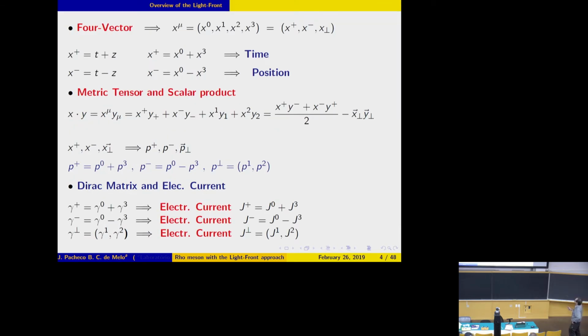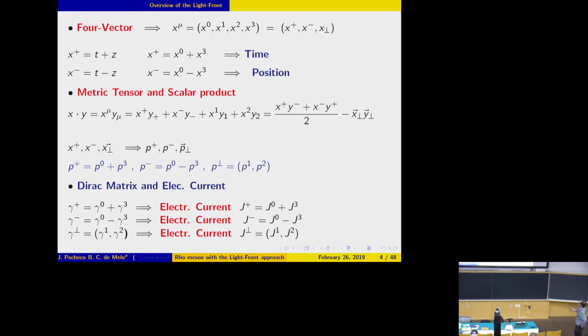That is more for students. A quadrivector you need to write this way: plus component, minus component, perpendicular components, combining the time plus the third components. This way is the time, is the position. Also, the metric in light front is different. For the quadri-product, you need to use this metric, which is different from the usual metric. And for students, I directly introduce this.